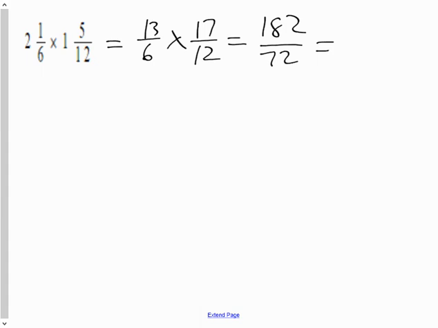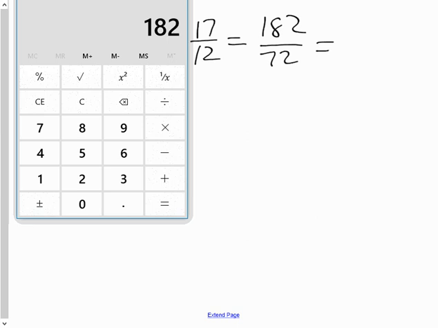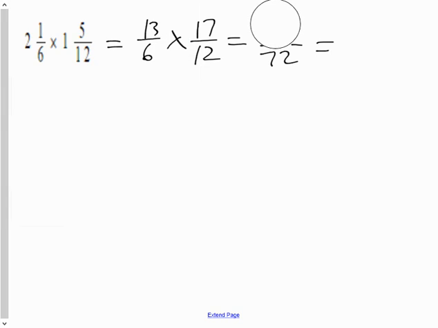Something's weird about that. Sorry, 13 times 17 is not 182. I made a mistake there. 13 times 17. Must have hit the wrong button there. 221. It's 221.